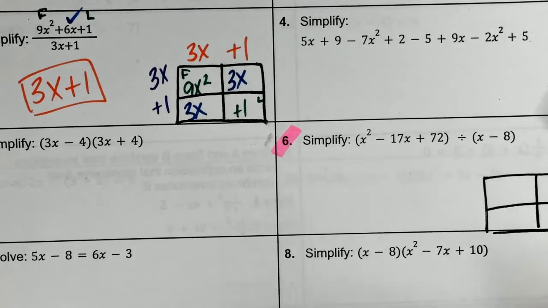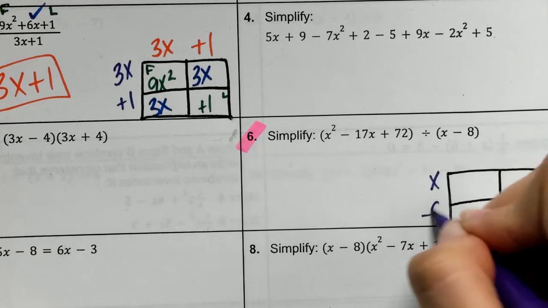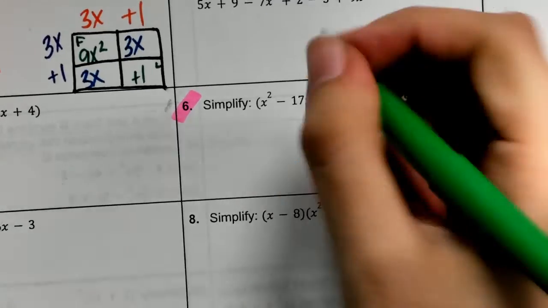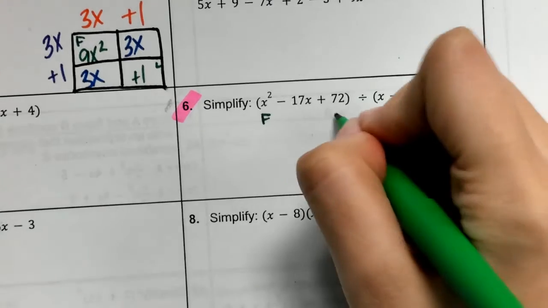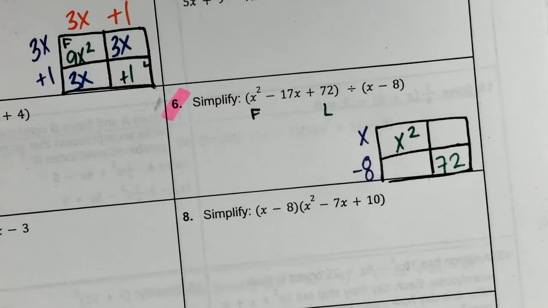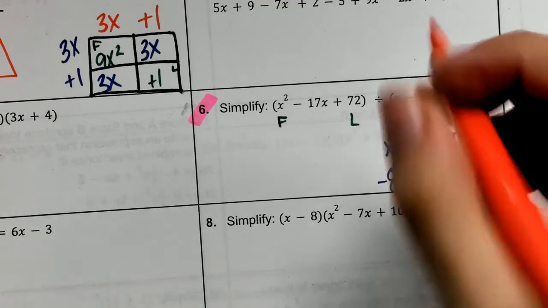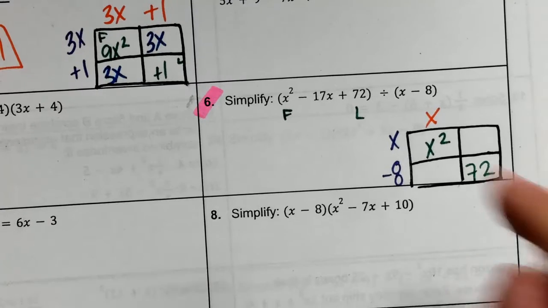And we will still only be given one of the parentheses. So my x minus 8. Same thing, I'm going to fill in my first term, my last term. So in this case, my first term is x squared. My last term is positive 72. And from here, I can work backwards. So I can say, okay, well, x times what is x squared?